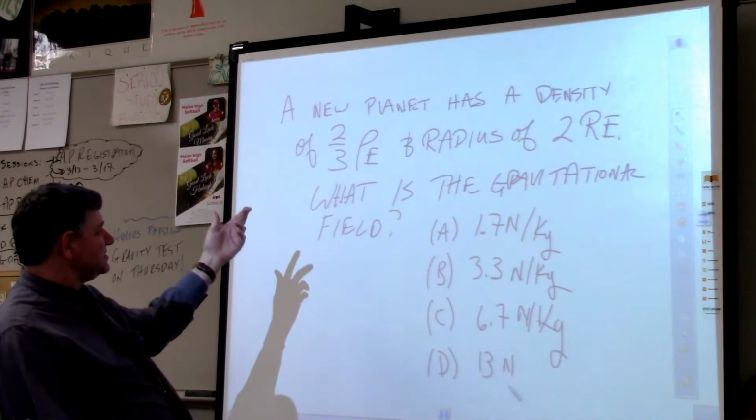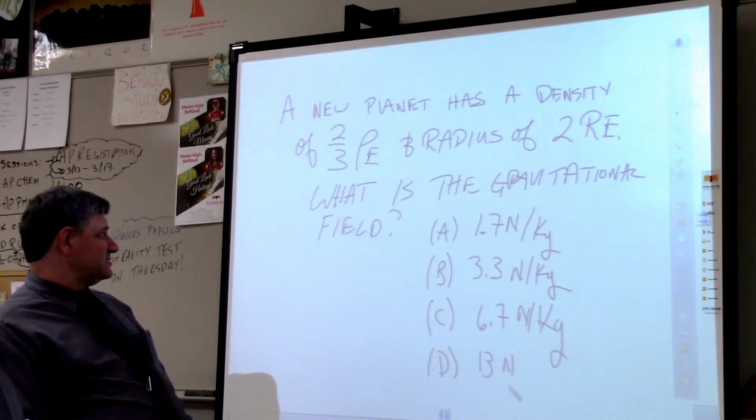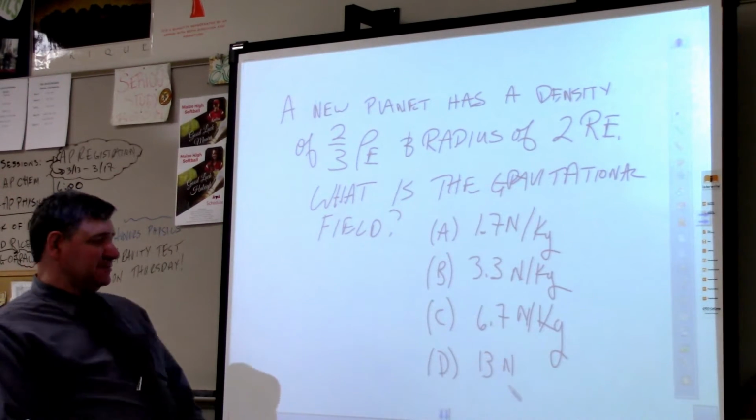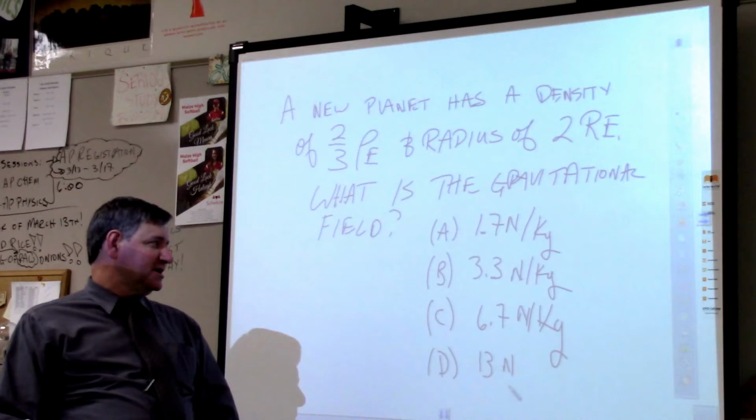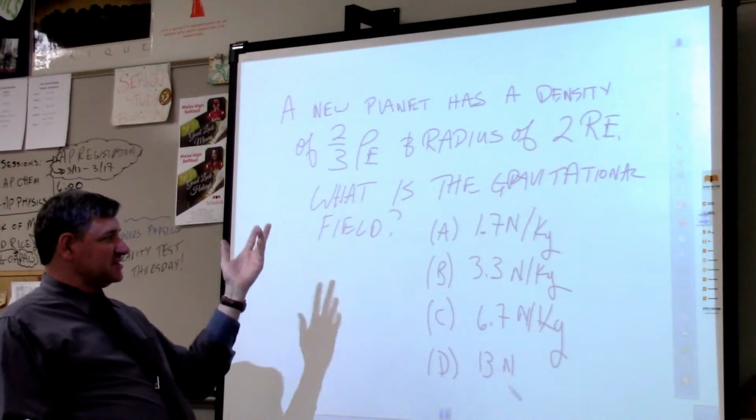A new planet has a density 2/3 of the density of the Earth and twice the radius of the Earth. What is the gravitational field? And it's an interesting deal because, again, this is the AP, boys.